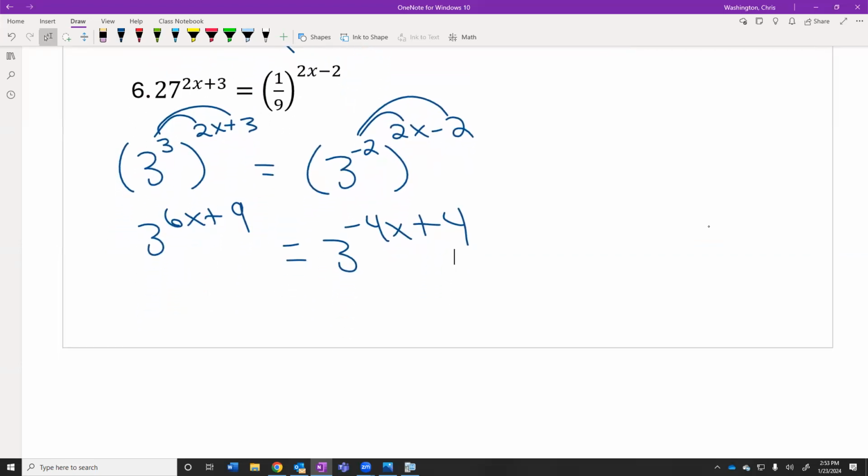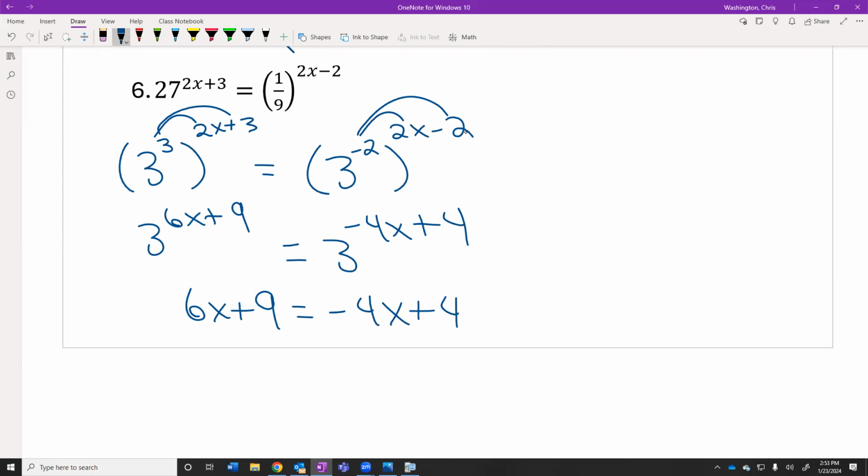The bases are equal. Not yet. It's negative 2 times negative 2, not negative 2 minus 2. We're multiplying those together. We are multiplying. So then we get our exponents. 6x plus 9 and negative 4x plus 4 would be equivalent.